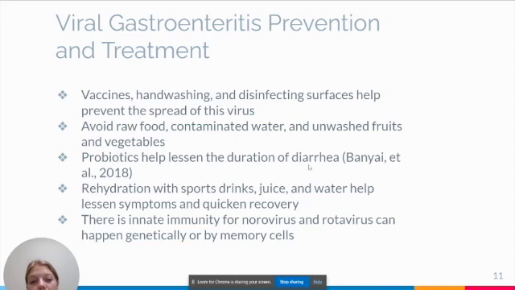So probiotics will help lessen the duration of diarrhea. Rehydration with sports drinks and juice and water will lessen the symptoms and help prevent the vomiting and diarrhea as much. And then you can get innate immunity from this for the norovirus and rotavirus, which are just the 2 types of viruses you can get of the stomach flu. And this can happen genetically or by memory cells.